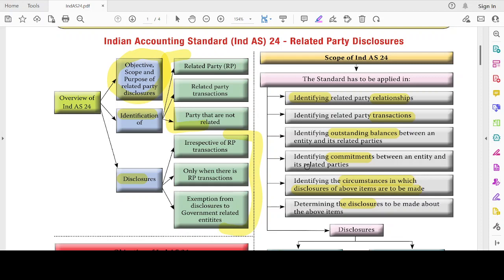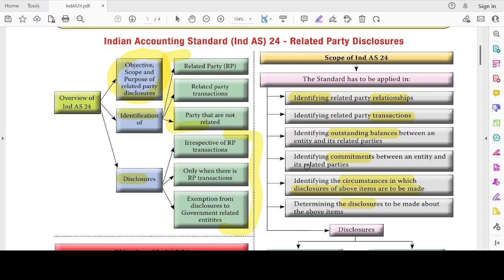The first one is the related party relationship. Whether there is a relationship, and what is the relationship? Either it is a parent and subsidiary, an investor and associate, or a director and its entity. Likewise, identifying related party transactions is whether it is a salary to a KMP or a loan advanced by a parent, something like that. Then identifying the outstanding balances: what is the balance as on the balance sheet date with respect to the related party?